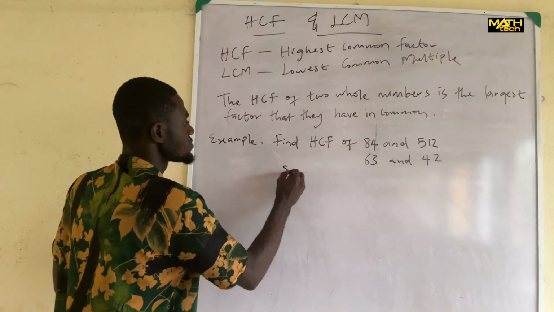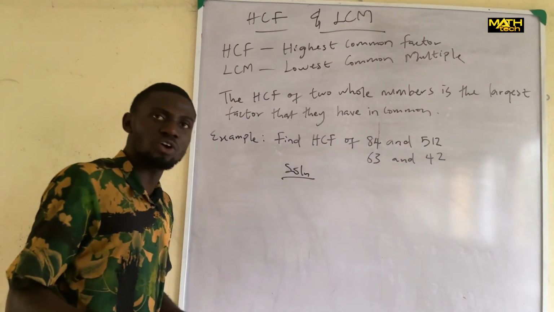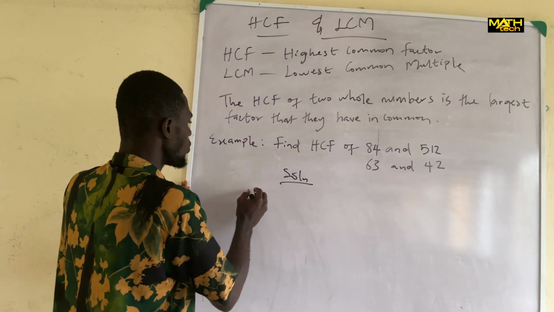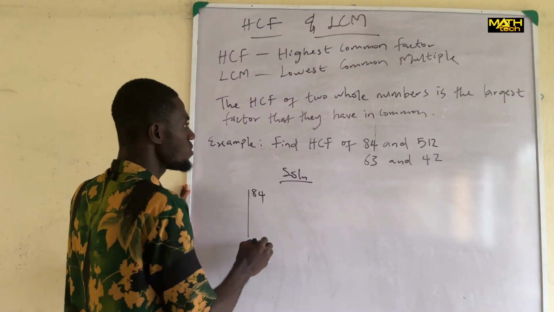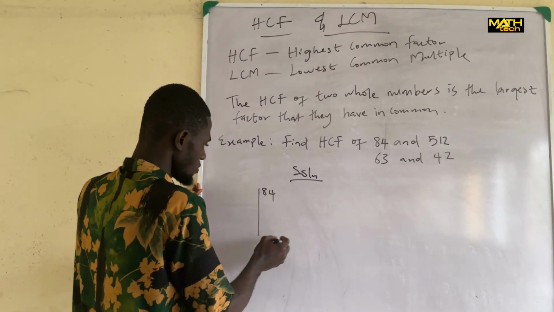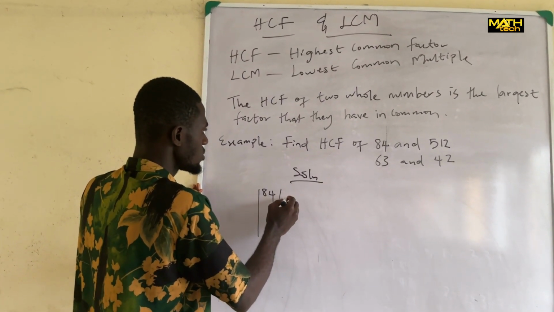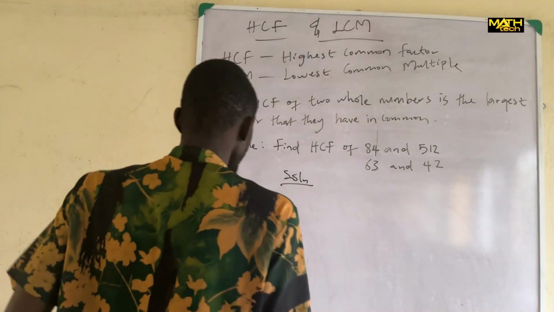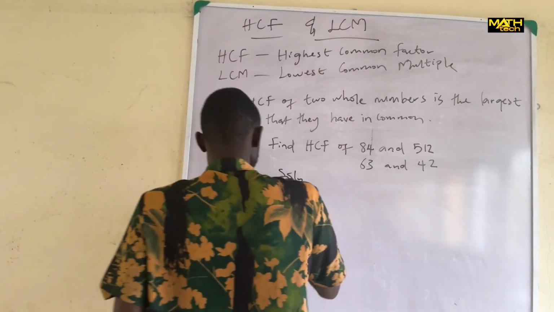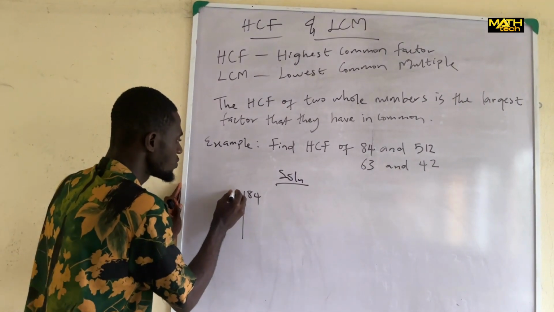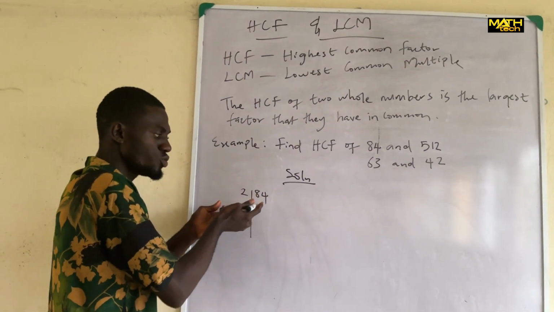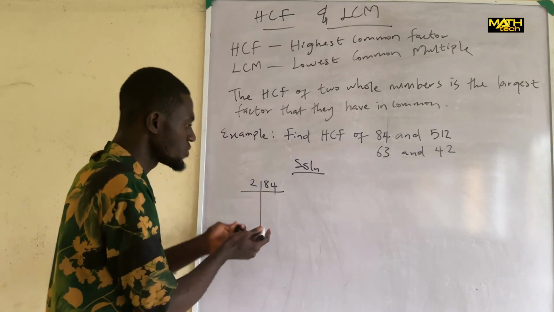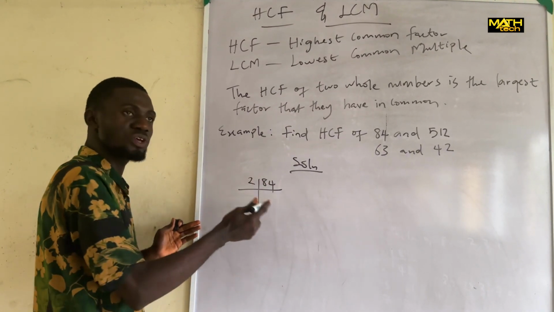So, solution. Following our method of prime factorization, let's take it one after the other. So 84. We use 2 as the prime factor for 84 to start the division.